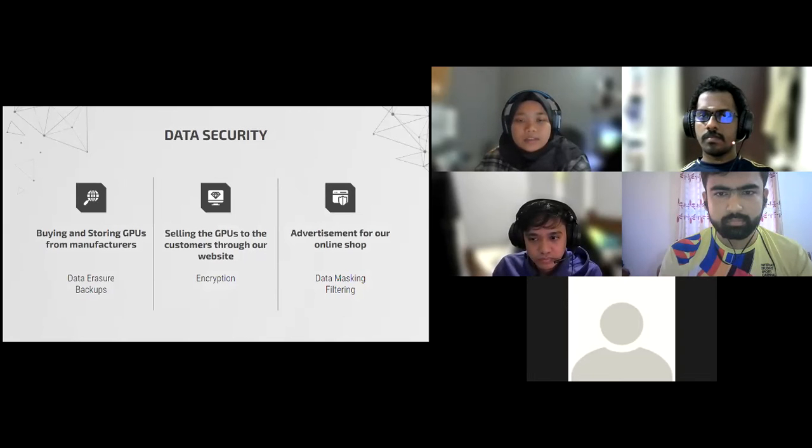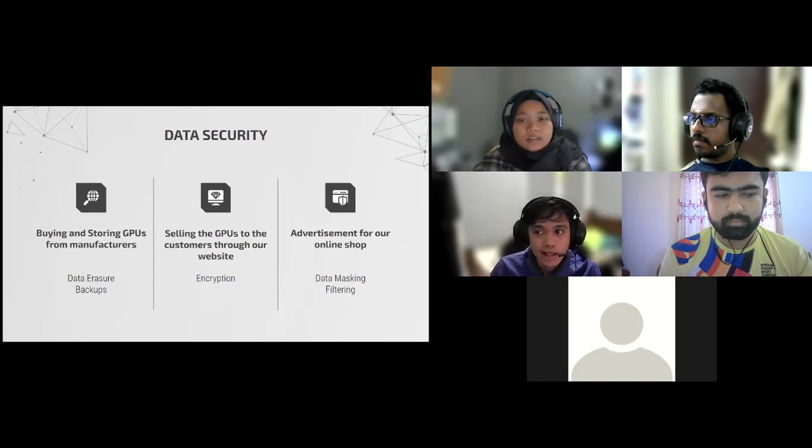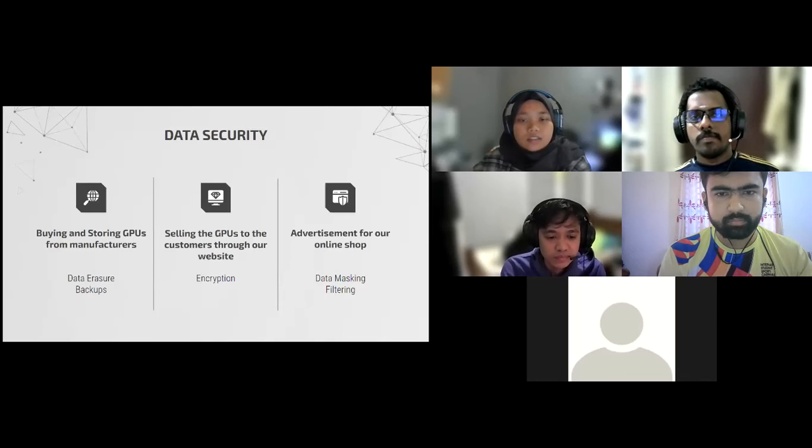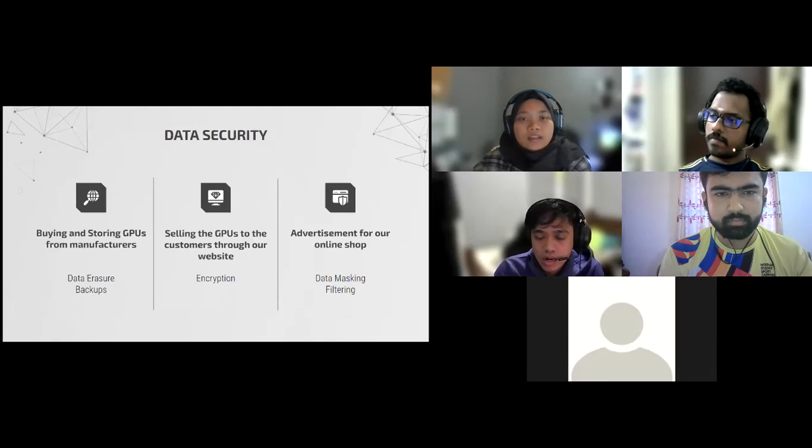Meanwhile, backups: a component of any successful data protection is maintaining usable, verified backup copies of all essential data. All backups should be subject to the same physical and logical security constraints as the original database's core system. The next one is for selling the GPUs to the customer through our website.